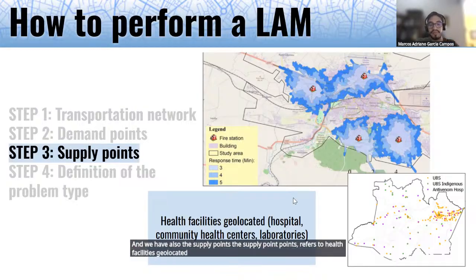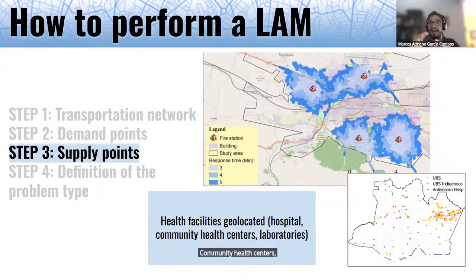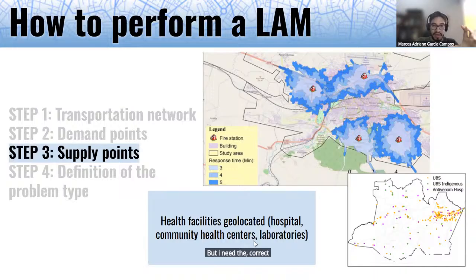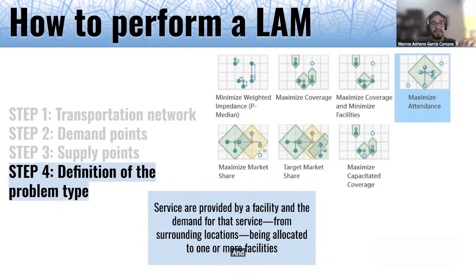Here will be hospitals, community health centers, laboratories, stores, fire stations. I don't know what makes sense for your problem; it will be the health facility where the services will be allocated. And I need the correct georeference to locate my facility better, usually as points also. And the last step will be the problem type definition.